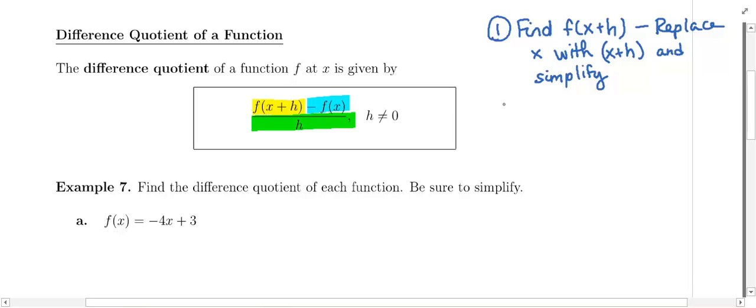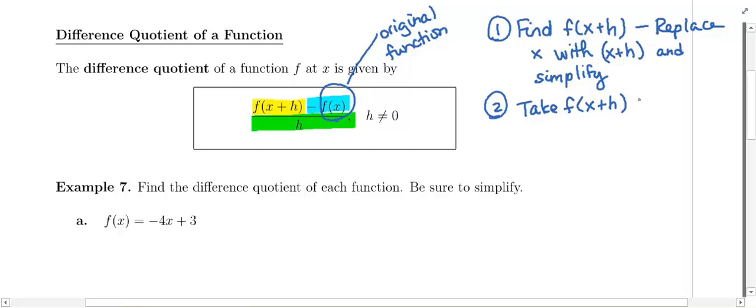Then the next thing you're going to do is take that result, the result of f of x plus h, and subtract f of x. f of x is the original function. So in the second step, you take f of x plus h and subtract the original function.